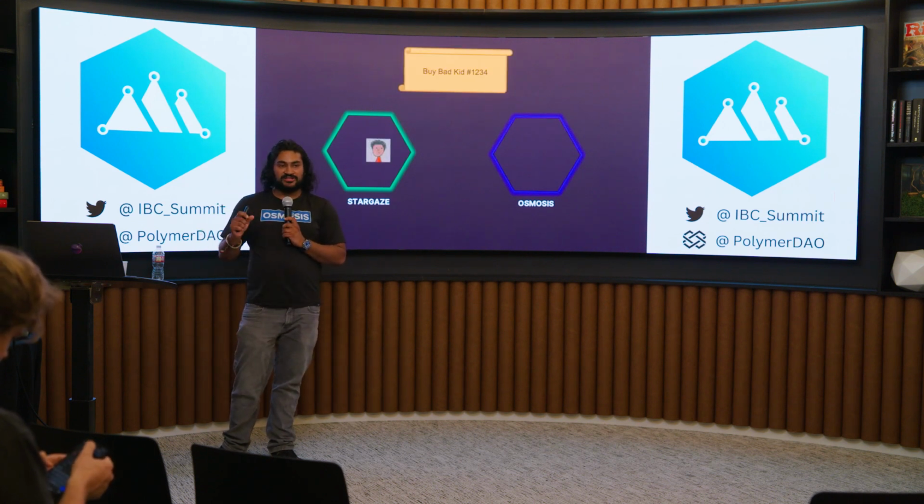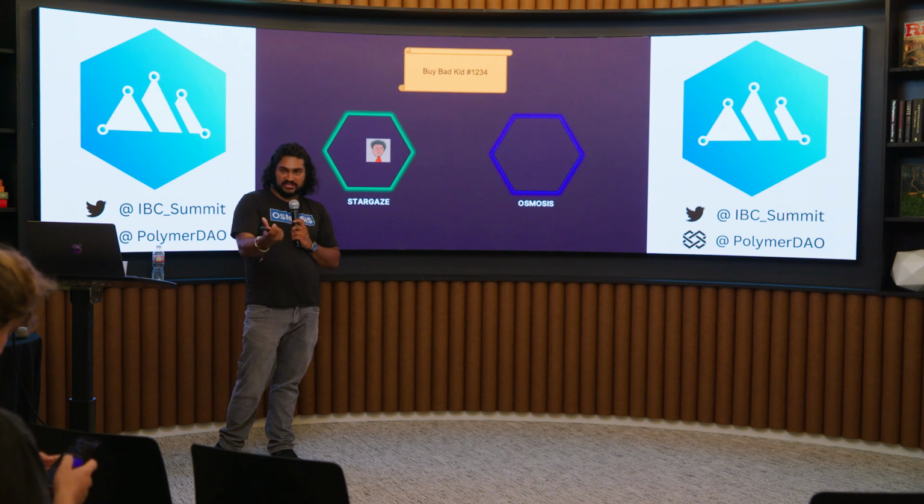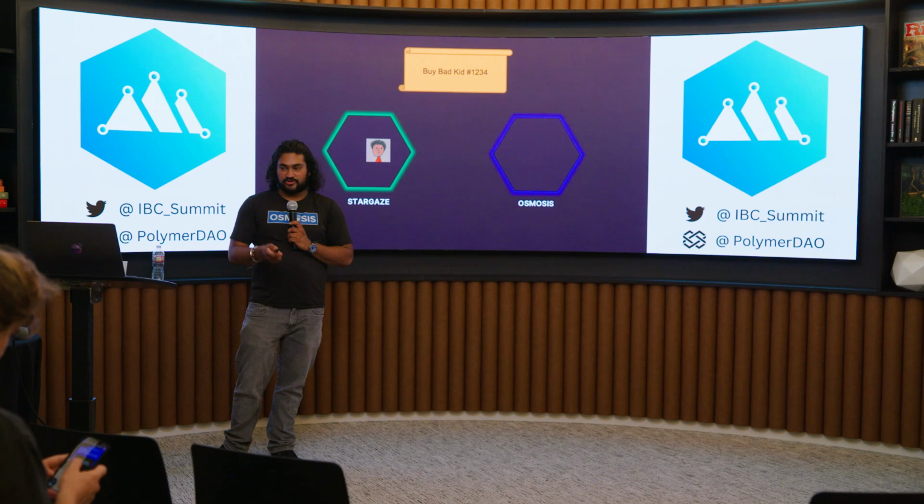So you're basically getting the threshold encryption level privacy that we've been building for Osmosis, but you'll get this over IBC as well for these cross-chain interactions.